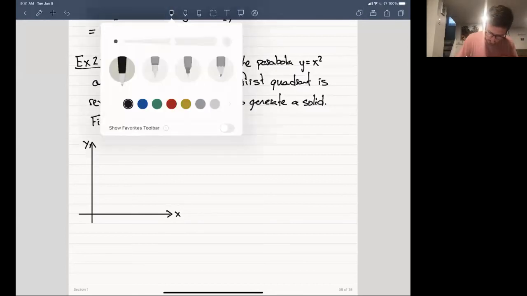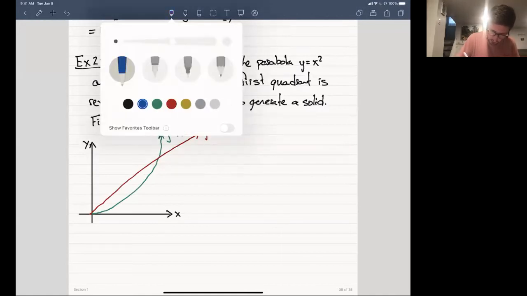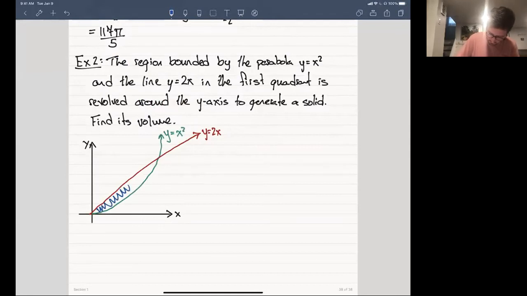Let's start with the parabola. So this is y is equal to x squared. Then we have the line. This is y is equal to 2x. So we can see that the region is given by this small little region here. We are bounded by these points of intersection. Clearly, one of them is at the origin. And we are rotating ourselves around the y-axis in this case.